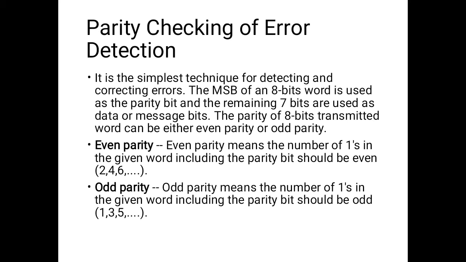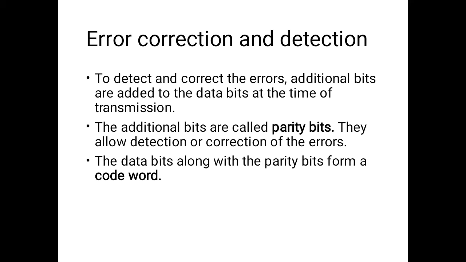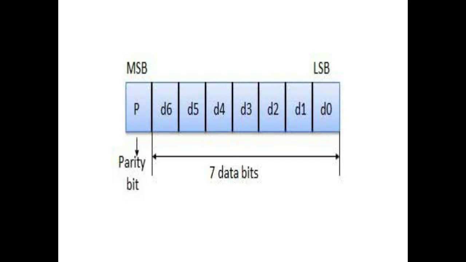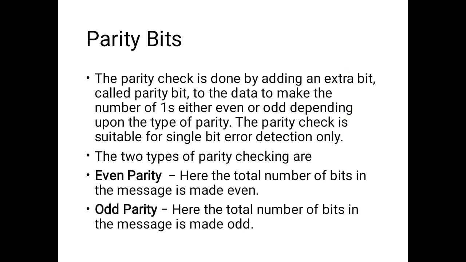Now, what is parity bit? In the 8-bit data, the MSB bit is called parity bit, and the remaining 7 bits are called code word. In the previous slide, you have learned that. Okay. Next, this is how the data is framed. Our data is 8-bit. 0 to 6 is code word, that is 7 bits are code word, and the MSB bit, that is last bit, is called parity bit. It is clearly shown here. Parity bit and 7 data bits, which is called as code word.